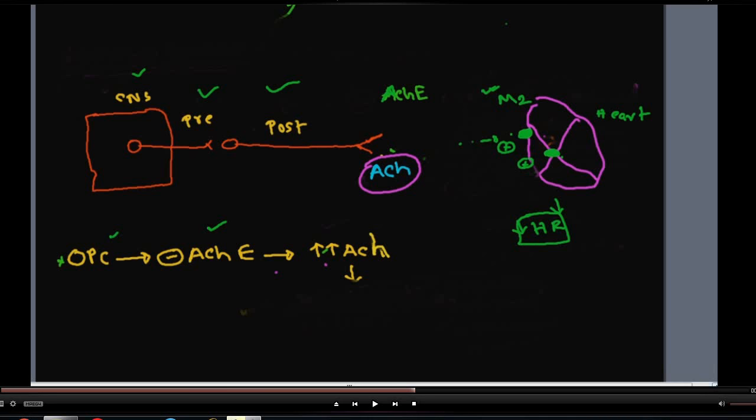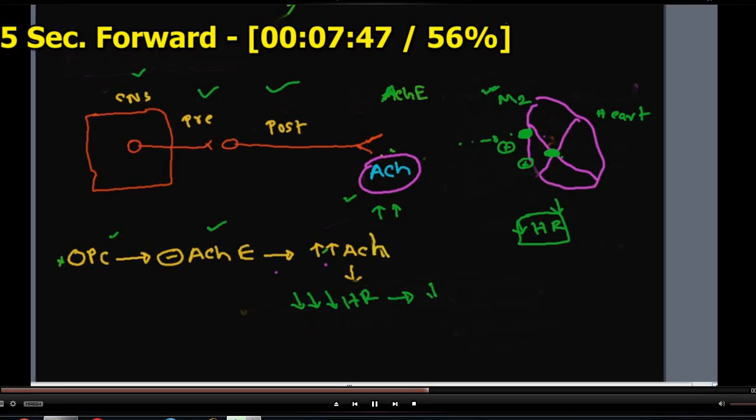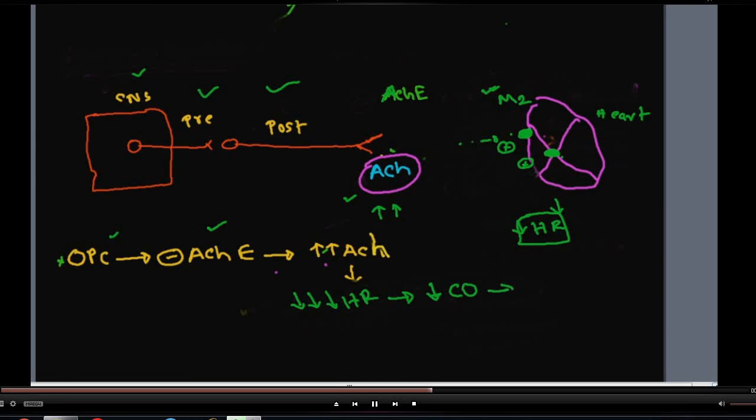When acetylcholine leads to excess inhibition of the SA node and AV node, there is bradycardia, or heart rate goes down. And when your heart rate goes down, your cardiac output goes down, because cardiac output equals heart rate times stroke volume. And when your cardiac output goes down, your blood pressure goes down, because blood pressure equals cardiac output times total peripheral resistance. So ultimately OPC poisoning leads to hypotension. So it is logical that you will monitor the blood pressure in the emergency ward in a patient of OPC poisoning, and you will also monitor the heart rate, right?